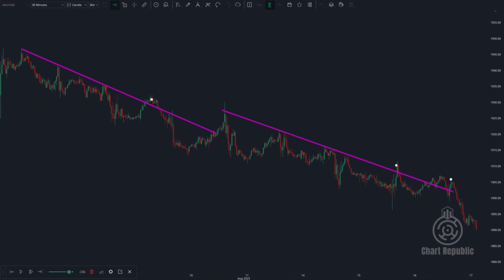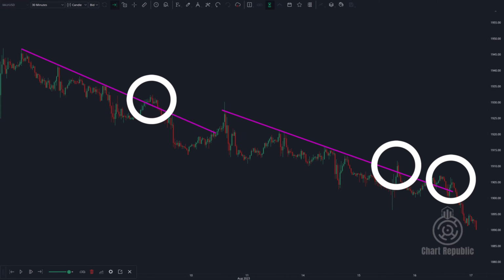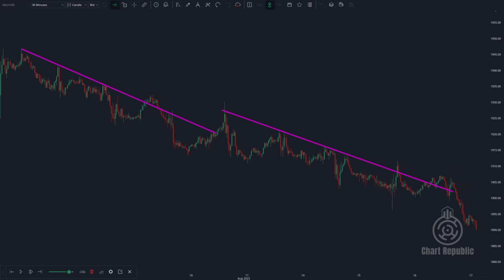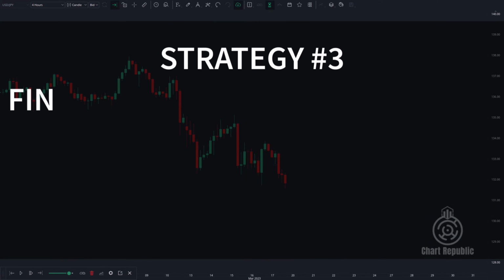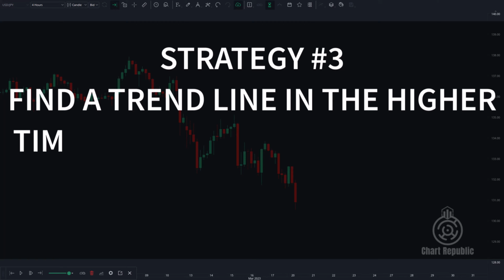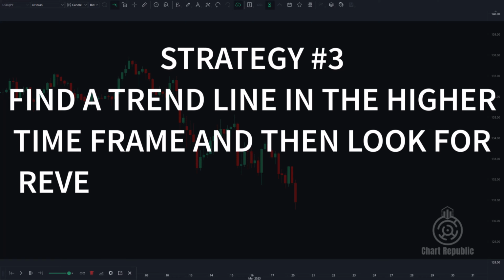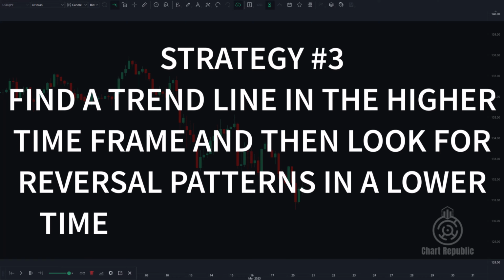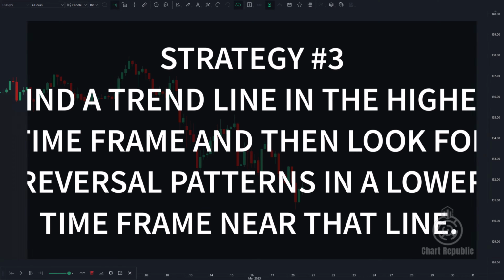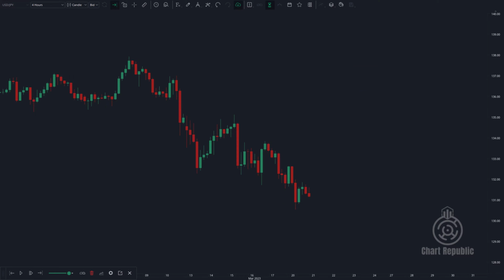You might think we can always trade these trendline manipulations, but in reality, we need more confirmation to steer clear of falling into another trap, something we'll delve into in the following strategy. The third strategy harnesses the power of a trend line in a higher time frame, when the price retraces back to it, by forming a reversal pattern in the lower time frame. Let me paint a clearer picture with an example.